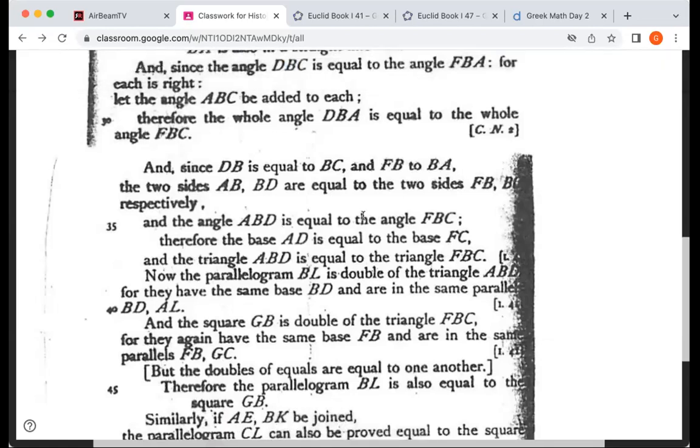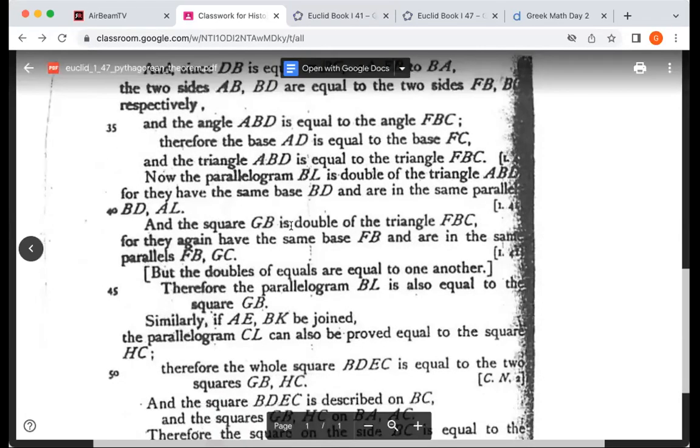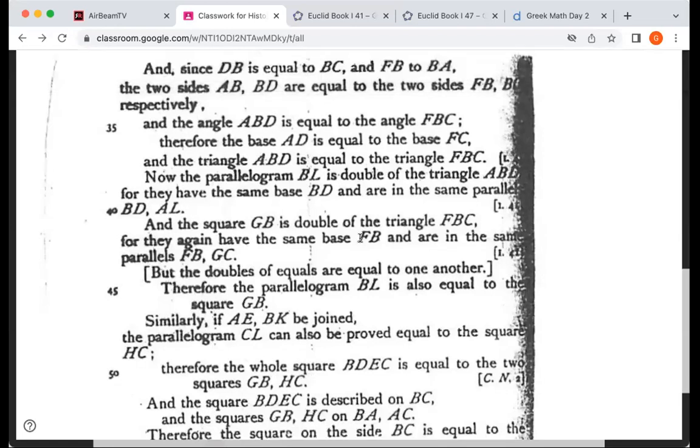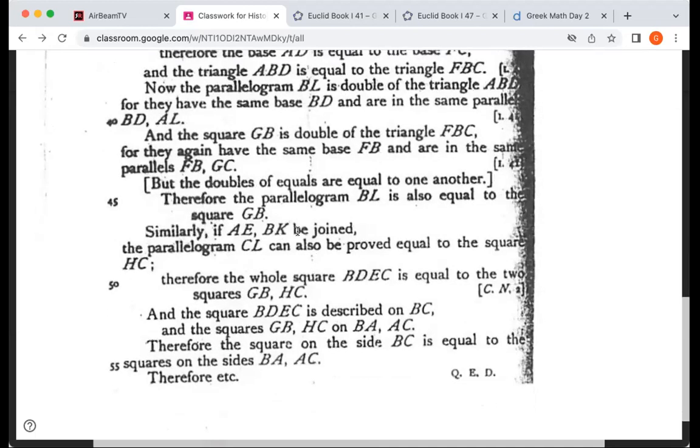Then he says the parallelogram is double the triangle, for they have the same base, that's 141. And square GB is double triangle FBC, for they have the same base, 141 again. Therefore, the parallelogram is the same area as the square. And then he finishes off by saying, similarly, if you drew these auxiliary lines, you could prove that the rectangle is equal to the square, and therefore the whole square is equal to the whole square, and I'm done. So you wouldn't be allowed to do that in geometry class nowadays. They'd make you redo the whole proof with all the steps and the SAS again.